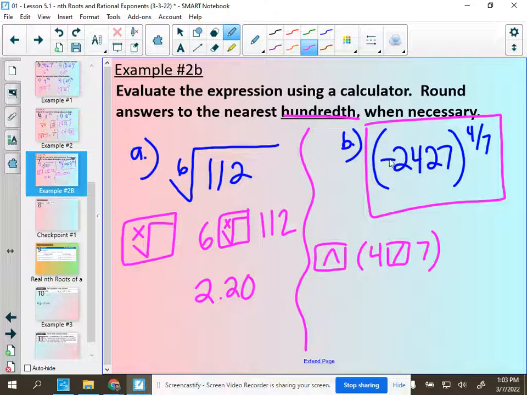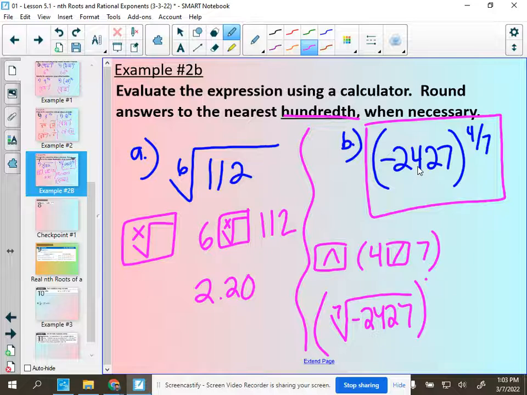What do I do? Right? There is a real number value of this. How do I evaluate it? This is another one that I would change forms. Okay, so if I change forms here and write this as the 7th root of negative 2427 to the 4th power, it's just another look at where being able to change forms is going to allow us to evaluate something that we maybe wouldn't be able to just type straight into our calculator.